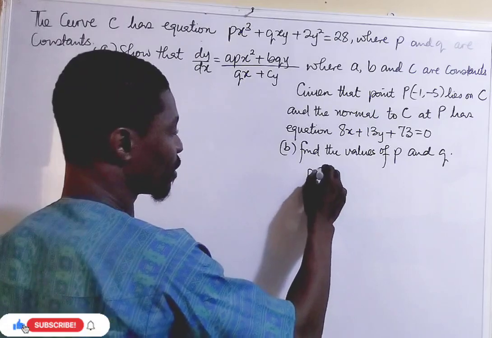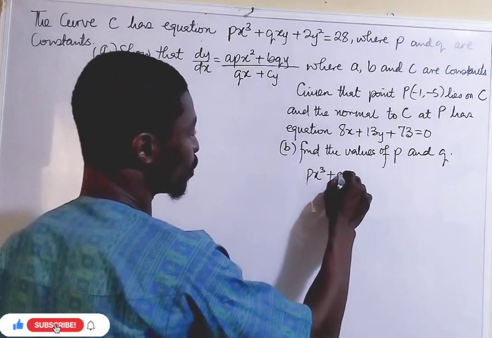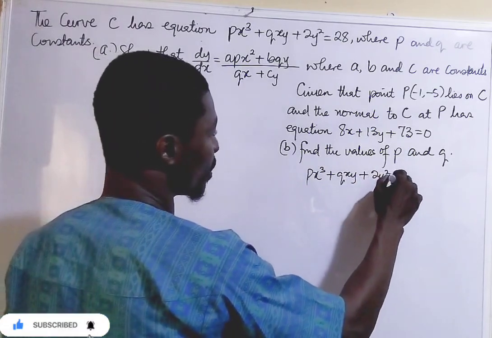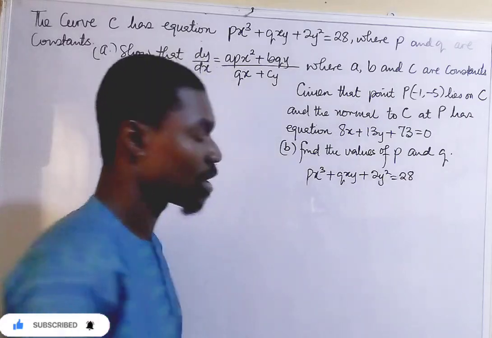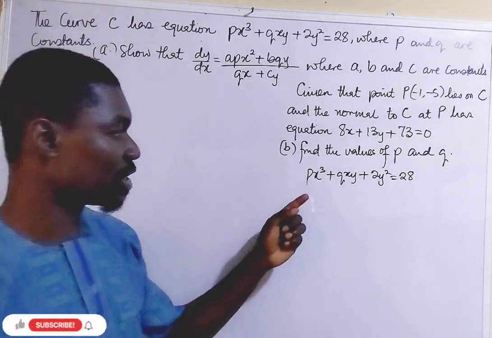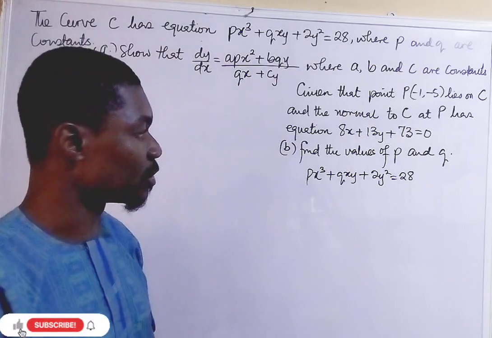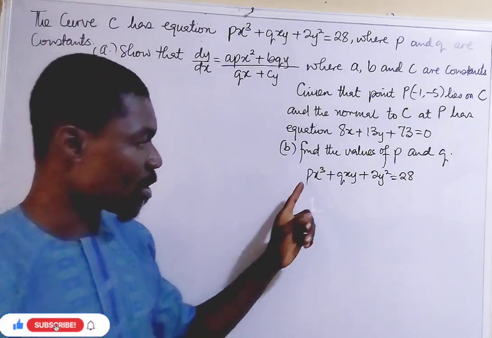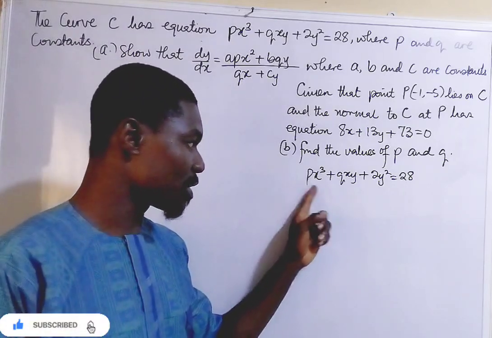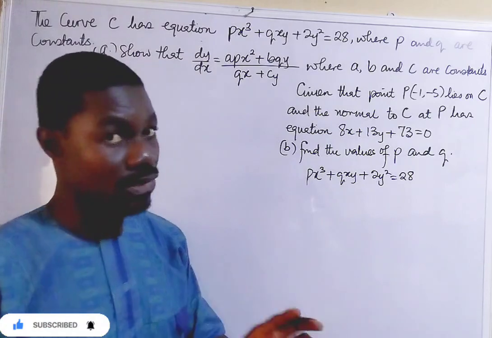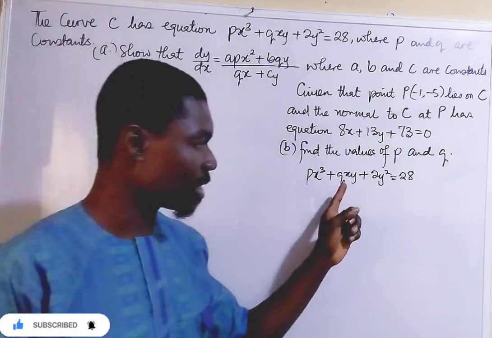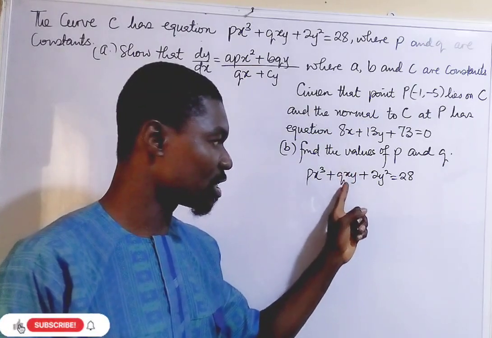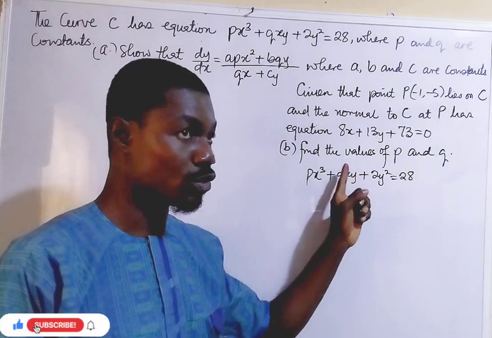We have px cubed plus qxy plus 2y squared equals 28. Now to start with, we need to differentiate with respect to x. So how then do we do that? Take note that p and q are constants. At this point here we are having xy, so to differentiate these, we have to use the product rule.